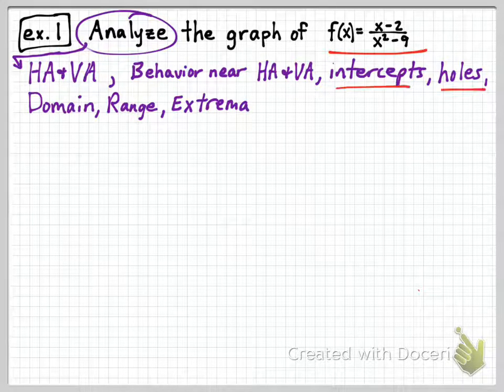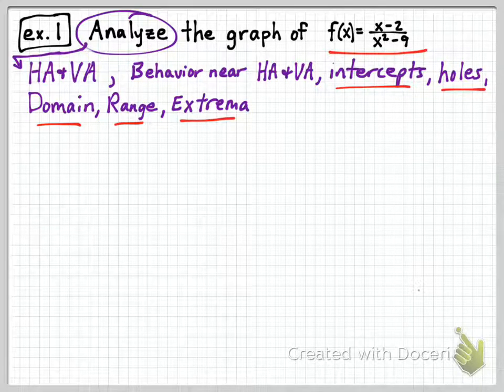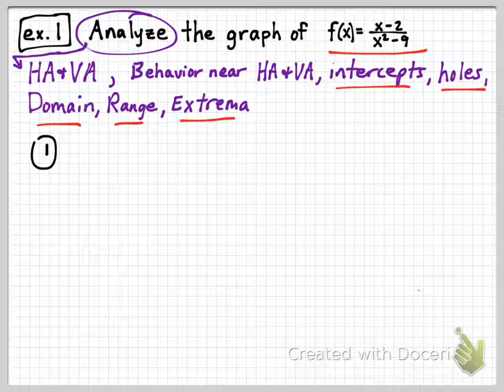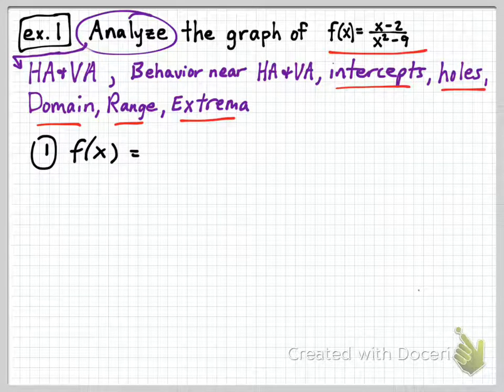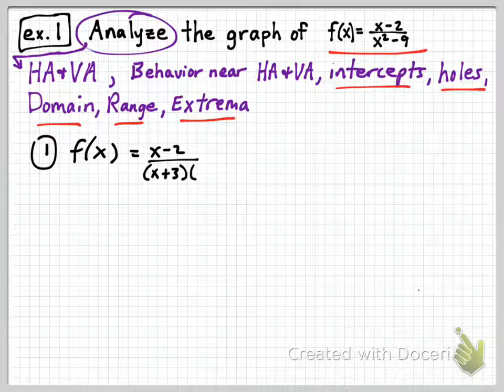We still have intercepts, holes. There's things that polynomials don't have, but still domain, range, and we're going to talk about the extreme values of these functions as well. So the first thing we want to do is factor the numerator and denominator, and so let's go ahead and do that. If we factor f of x, the numerator is already factored, x minus 2, but the denominator, x squared minus 9, we're going to factor using the difference of squares pattern that we know and love, x plus 3 times x minus 3.